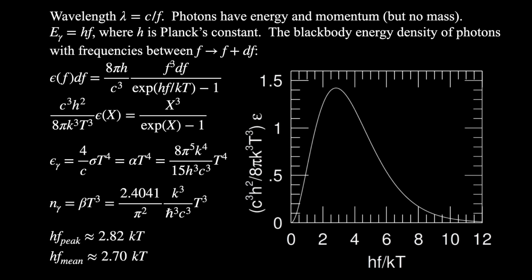So the wavelength of any given photon, lambda, is equal to the speed of light divided by its frequency. And photons do have energy and momentum, but of course no mass. The energy of an individual photon is equal to Planck's constant times the frequency. And the black body energy density of photons in a range of frequencies between f and f plus a tiny frequency difference, df, is given by that equation you see on the top, which is the energy density of photons.